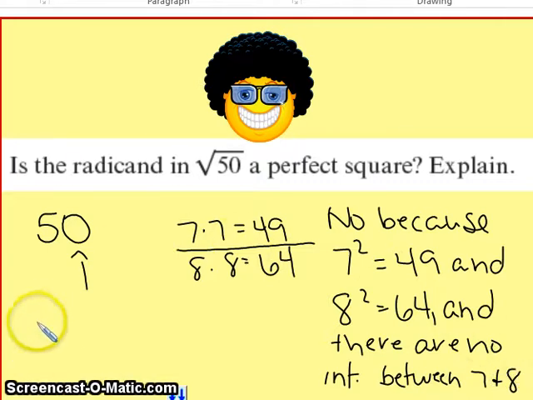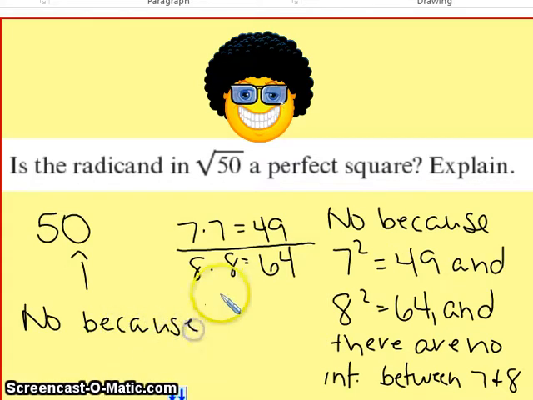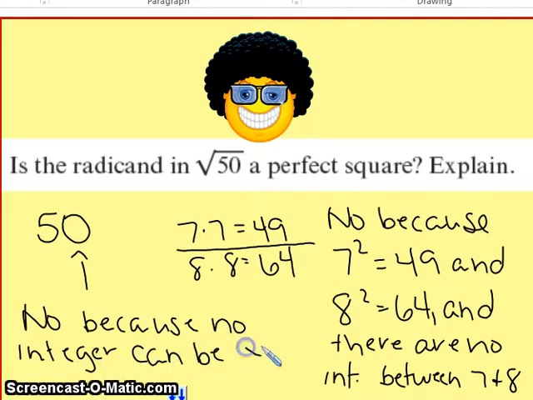We can also say no because no integer can be multiplied by itself to equal 50. So there are two possible explanations there.